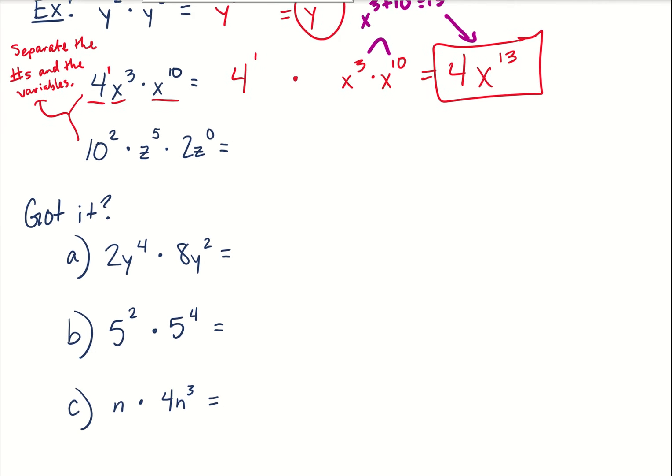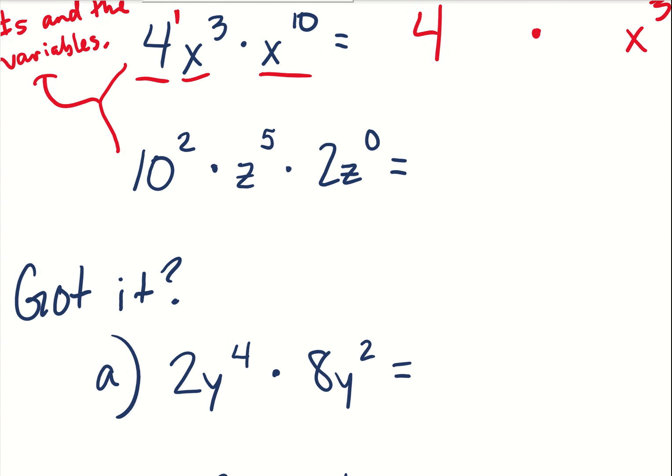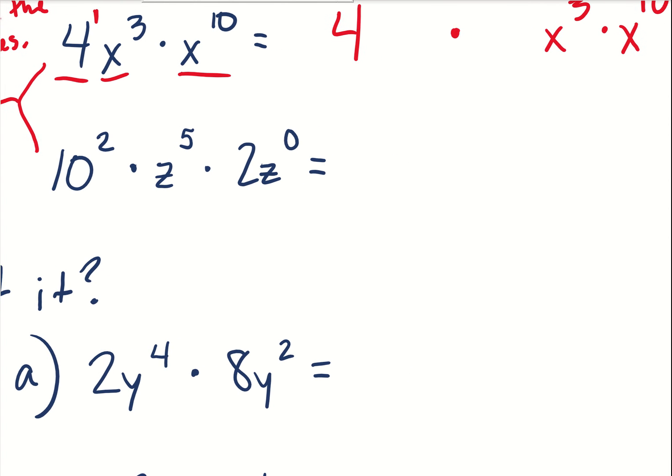All right. The last one here, we have 10 squared times z to the 5th times 2, or times 2 times z to the power of 0. All right.